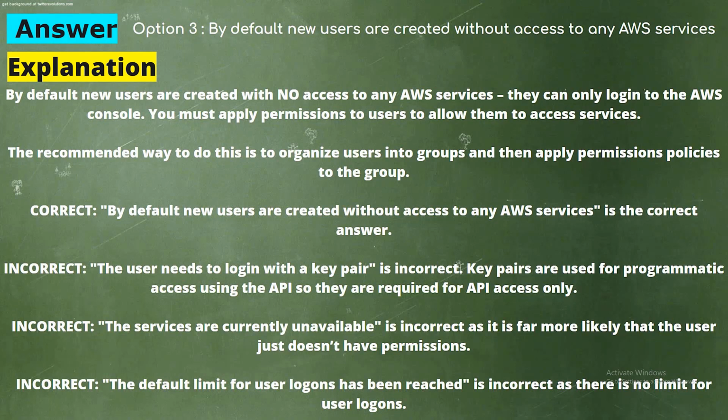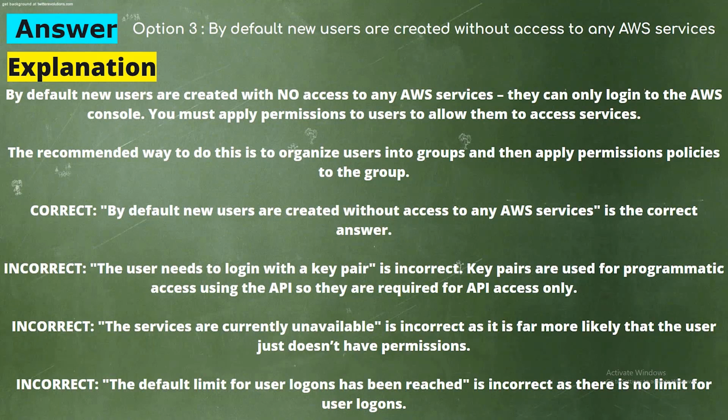The recommended way to do this is to organize users into groups and then apply permissions policies to the group. Correct. By default, new users are created without access to any AWS services is the correct answer. Incorrect. The user needs to log in with a key pair is incorrect. Key pairs are used for programmatic access using the API, so they are required for API access only.